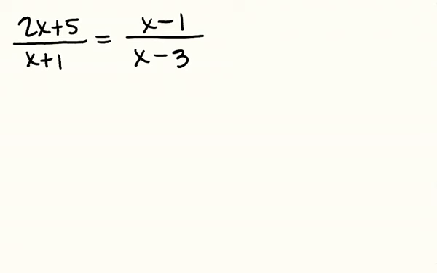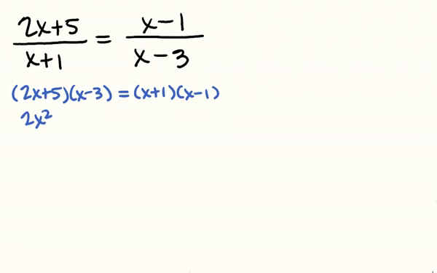It's got 2x plus 5 over x plus 1 is equal to x minus 1 over x minus 3. And so, you know, it's kind of set up for cross multiplication. I'm definitely going to do that. I'm going to say 2x plus 5 times x minus 3 is equal to x plus 1 times x minus 1. And then I'm going to actually distribute.